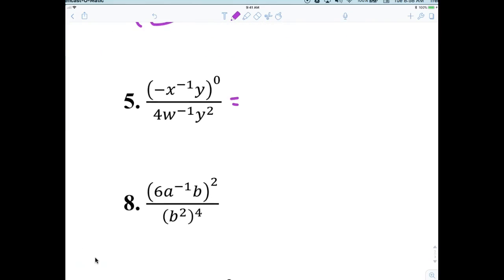All right? Now, number 5. Here we go. Anything to the 0 power is what? 1. So this becomes a 1 over. The 4 can stay. The W has to what? Move. So I move it to the top. W to the 1st. Do I have to put to the 1st? No. But Y stays. Now please look at that and make sure you got a good grip on that. Anything to the 0 power is what? 1. So this whole thing is a 1.